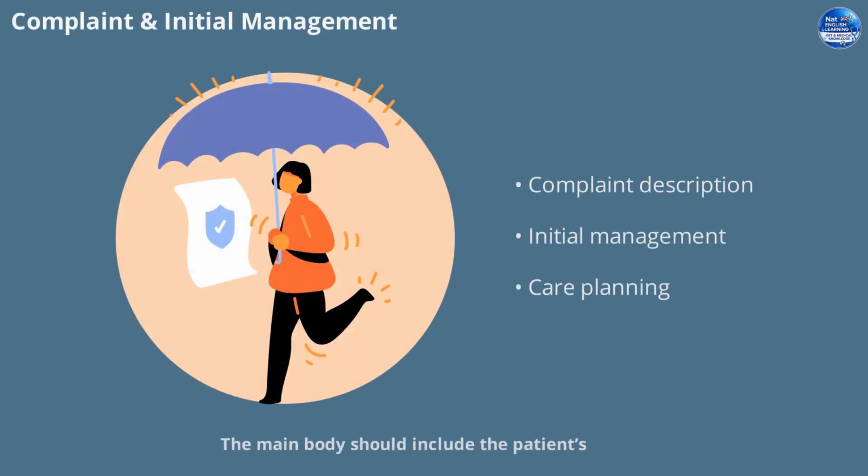The main body should include the patient's complaint and the initial management steps taken. This section outlines what prompted the visit and how the issue was addressed. For example, the patient presented with abdominal pain and was managed with analgesics. Including initial management helps the recipient understand the actions already taken and plan further care.